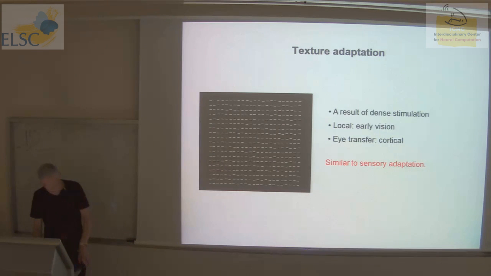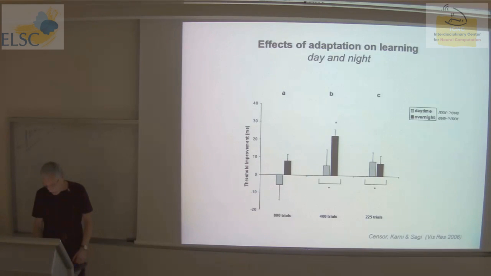So to summarize this part, texture adaptation is a result of dense stimulation. It is local. So this is one of the reasons against fatigue, because if you move it to a different location, then you can do the task. So it's not a general type of tiredness. And it transfers between the eyes, so it's cortical, and it's similar to sensory adaptation.